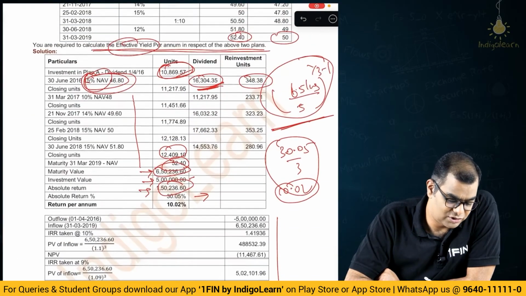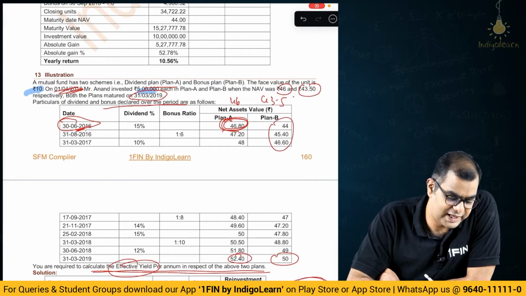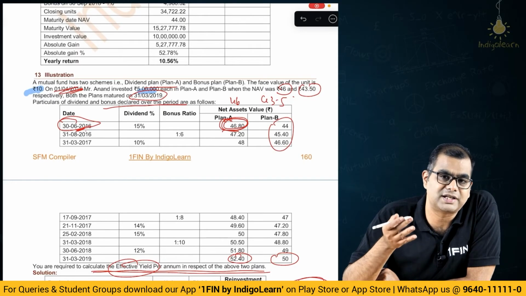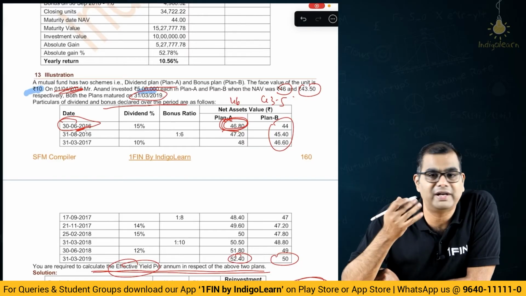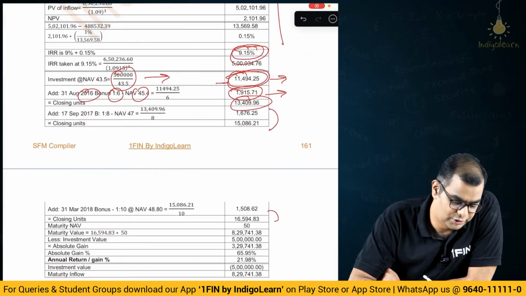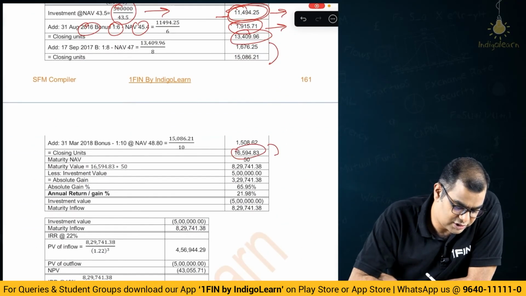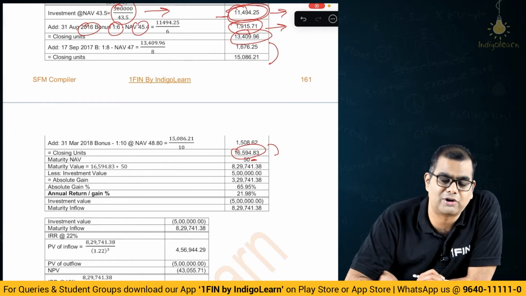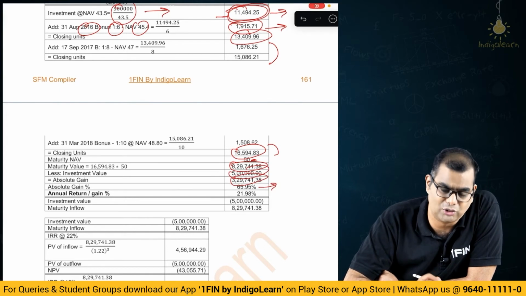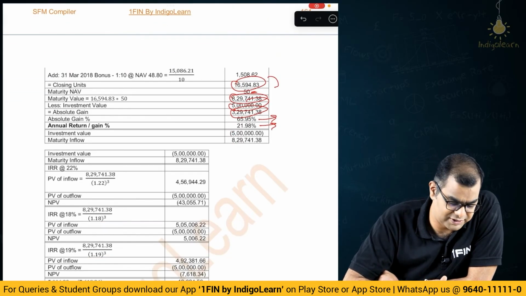Finally, please note, in all these times, the closing NAVs of the bonus plan are irrelevant. Why? Because you are getting bonus based on the existing count of units that you have and not based on any NAV related activity. So, only the last NAV is relevant. Closing units, 16,000 into 50 is what you will get as closing value. So, 8,29,000 is the closing value of investment, opening value is 5 lakhs. You compute the return, you get 65.95% as the absolute or holding return, and you divide by 3, you get 21.98. In the same way as what we did for the previous portion.